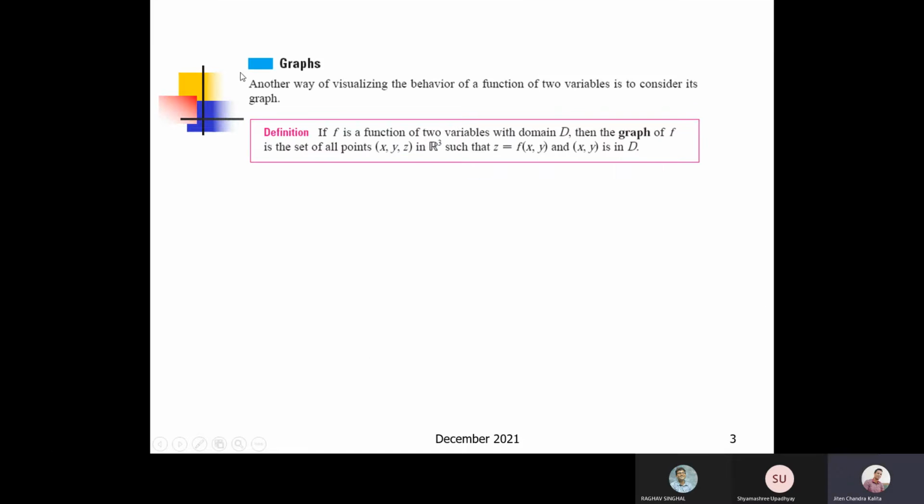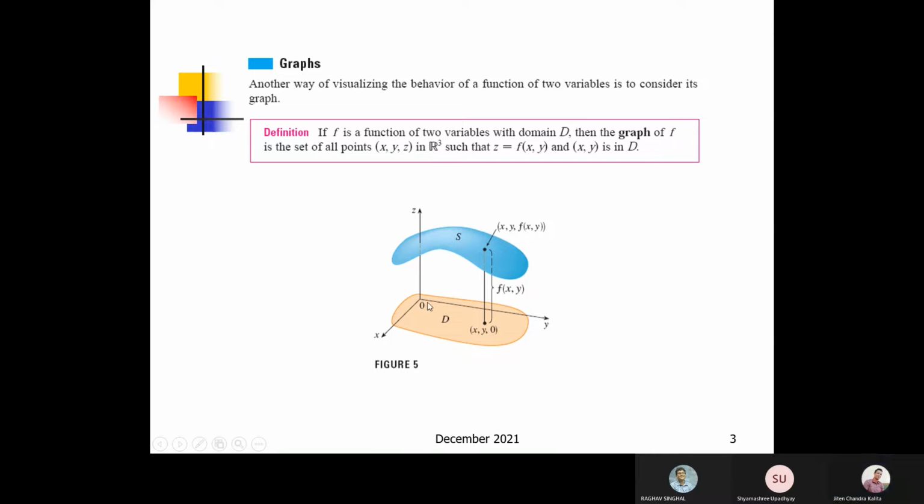So this is about graph. Another way of visualizing the behavior of a function of two variables is to consider its graph. I have already defined it, so it is going to look like this. Suppose your domain is here in the xy plane, the brownish shaded region.